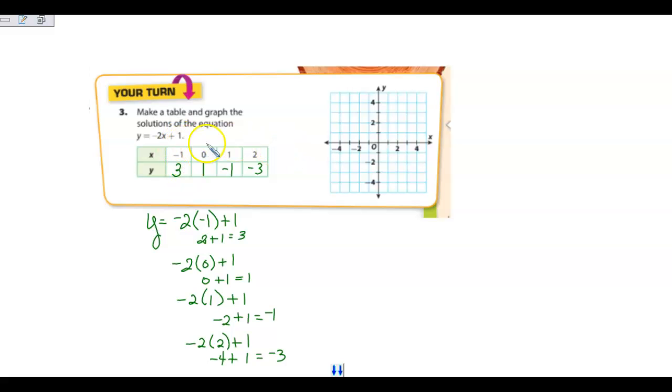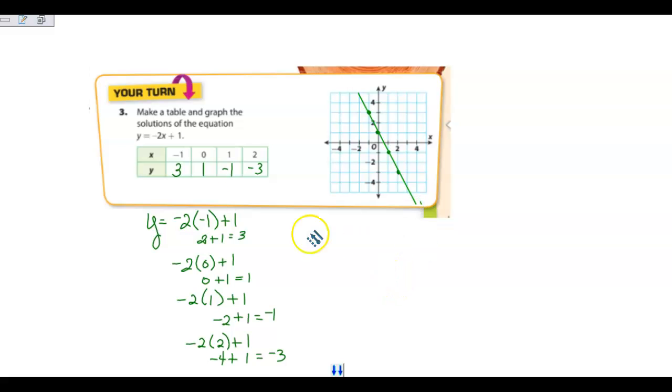Now we're going to take these ordered pairs and then we're going to plot them. So at -1, 3. At 0, 1. At 1, -1. And at 2, -3. And then we're going to go ahead and draw a line through it. See if I can get them the first time around.